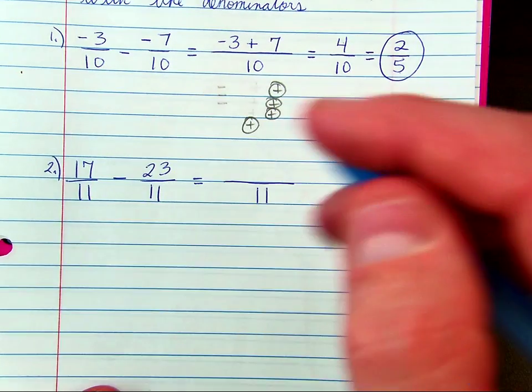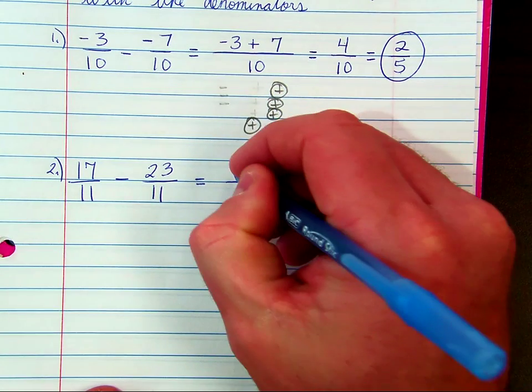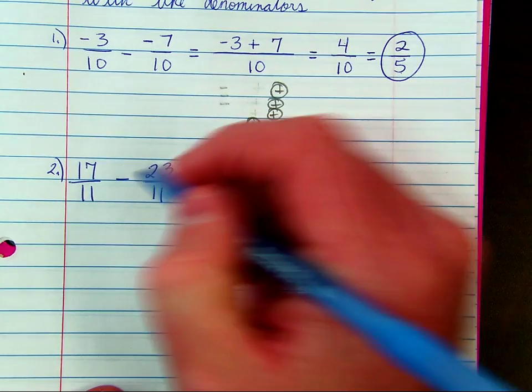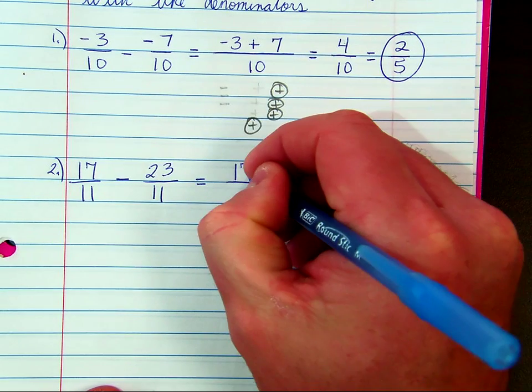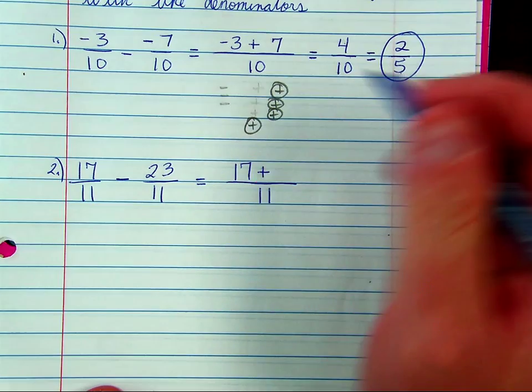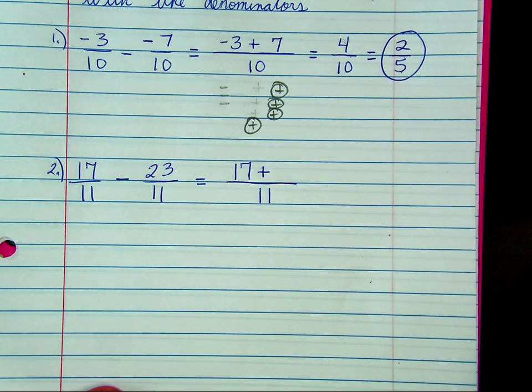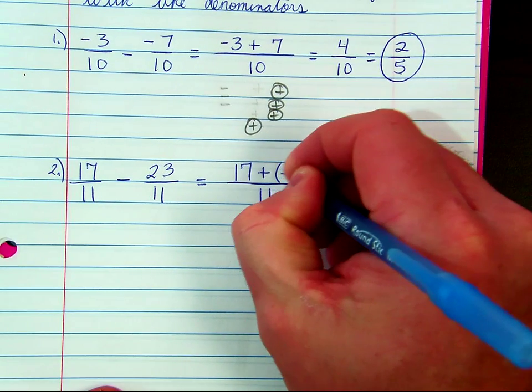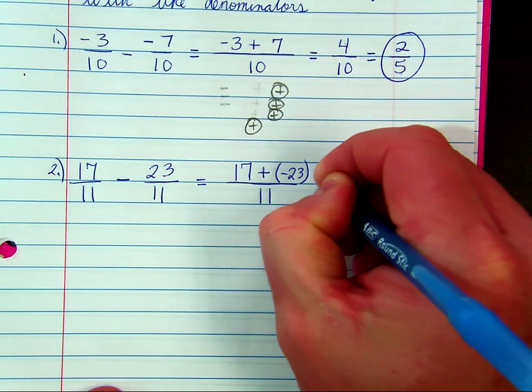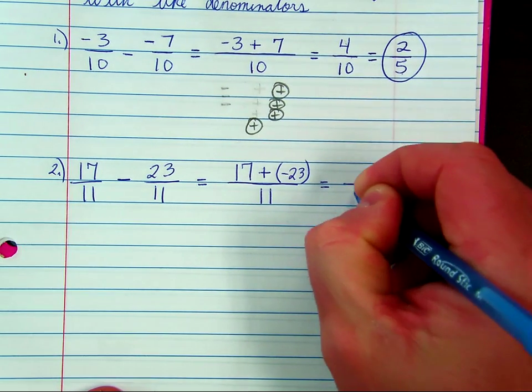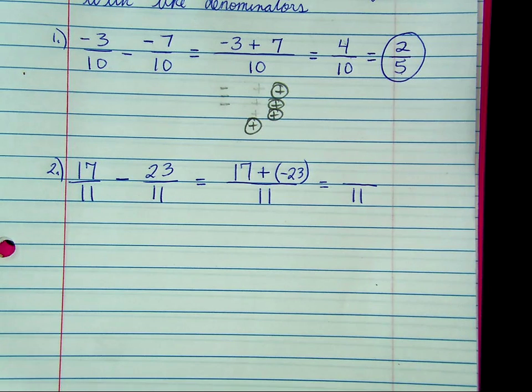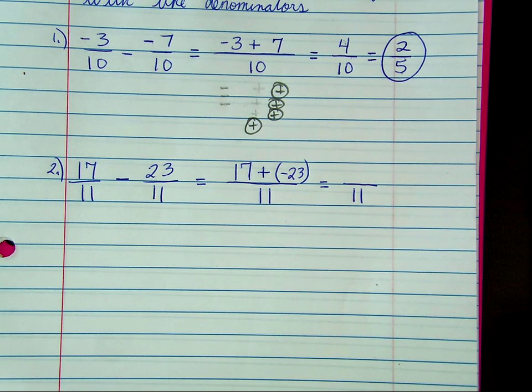So 17 stays 17. The subtraction sign becomes addition. And what happens to the 23? That becomes negative. And now all we have to figure out is what is 17 plus negative 23?